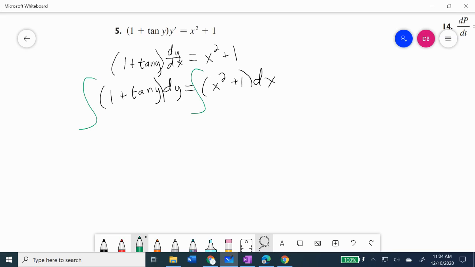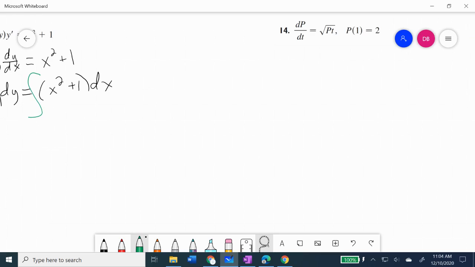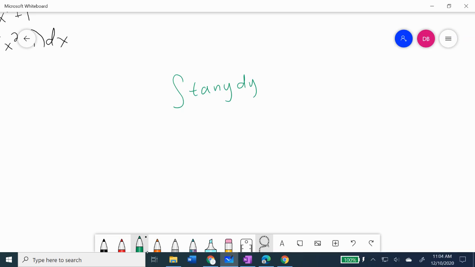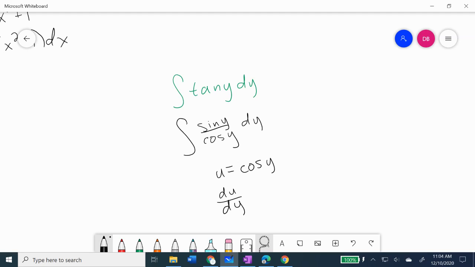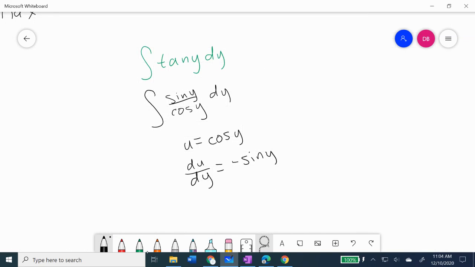With respect to y, the integral of 1 is y. Now for tangent, if you forget, you can come up with it, so I'm going to do that to the side. The integral of tangent y dy. Tangent is sine divided by cosine. If I do a u substitution of the denominator, the derivative is negative the numerator, but constant multiples aren't an issue.